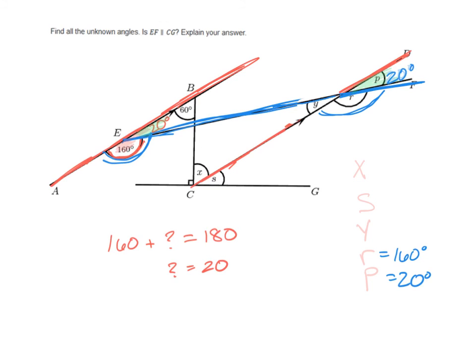Okay. I know Y is vertical to P because they're formed by the same two lines and they're not adjacent. So now I know R is 20 degrees. Not R. R is 160. Y is 20. All right, so I've got that area taken care of.